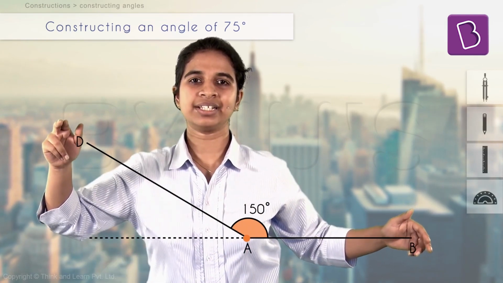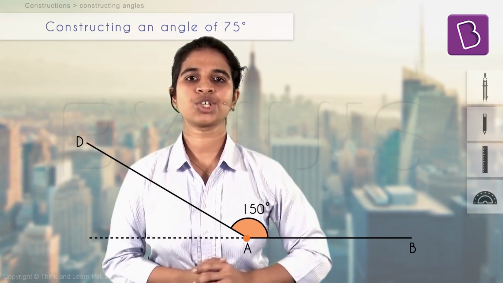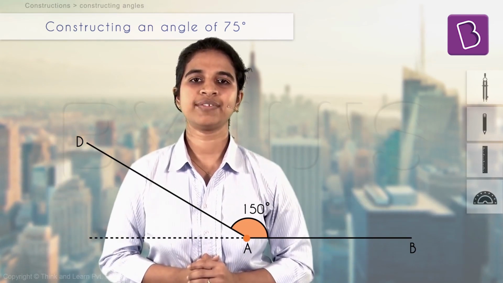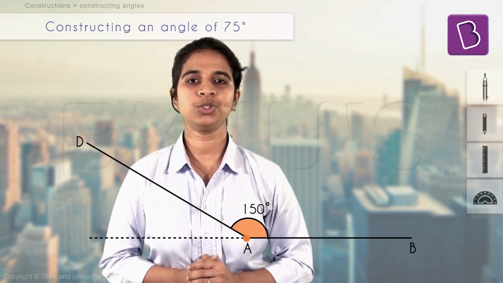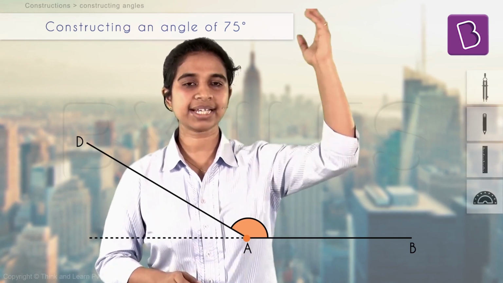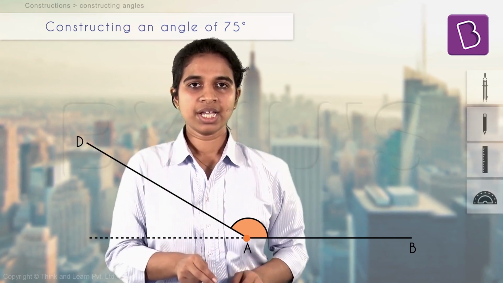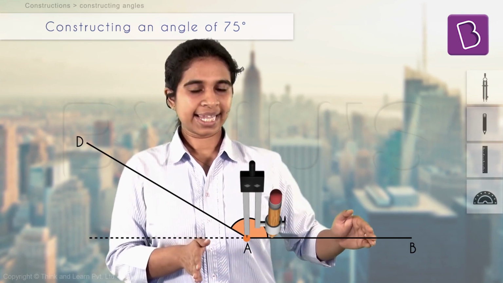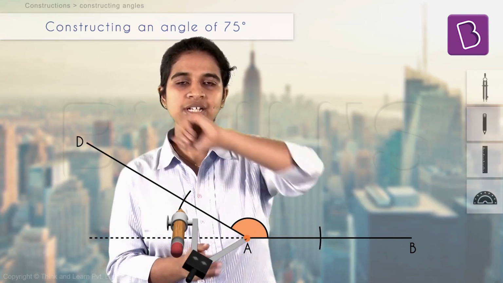Now we need to bisect this. Why? Because 75 is 150 by 2. So you bisect this. How will you bisect? Keep the compass at point A. Take any distance. Draw an arc here and here.